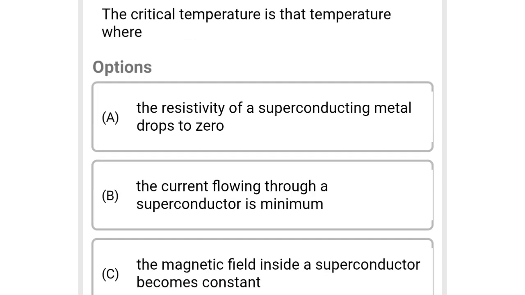Next question, the critical temperature is the temperature where option A the resistivity of the superconducting material drops to 0, option B the current flowing through a superconductor is minimum, option C the magnetic field inside a superconductor becomes constant, option D none. The correct answer is option A. The resistivity of the superconducting metal drops to 0.